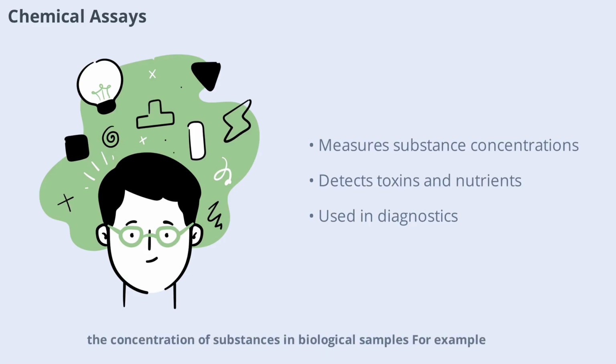For example, researchers might use assays to determine the amount of glucose in blood or the presence of toxins in water. These techniques rely on chemical reactions that produce measurable signals, such as color changes or light emission. Chemical assays are widely used in physiology, environmental science, and clinical diagnostics. The data collected helps scientists understand biological functions and detect abnormalities.